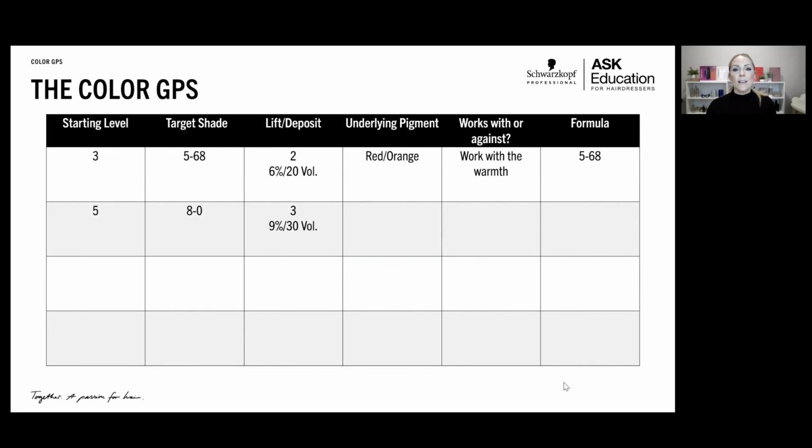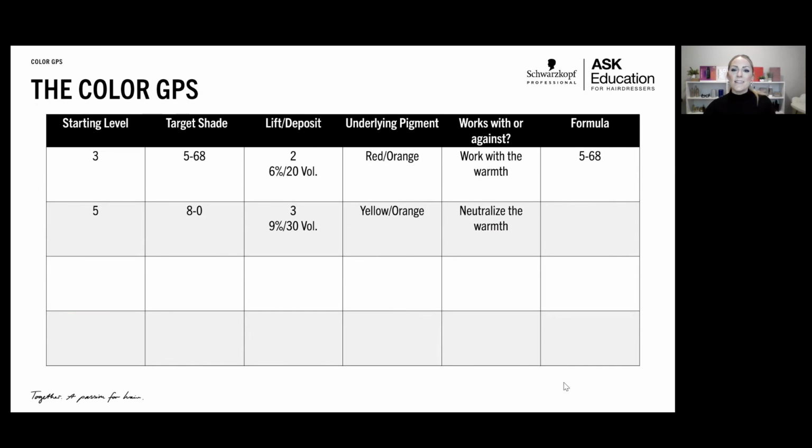But what is the underlying pigment at my level 8? What is the tone I'm going to expose? This is yellow and orange. So if my target color is neutral, then again, I'm going to ask, does this underlying pigment work with the target color or against it? So it's working against us. So we have to neutralize that warmth, and we need to do that in our formula before we even begin, right?